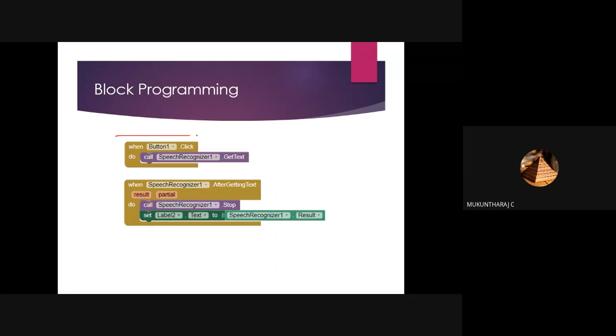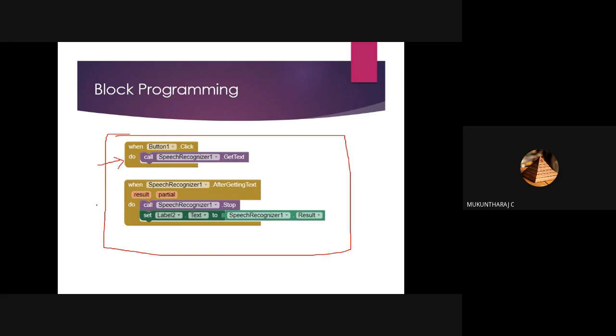So these are all the rule sets. That's all. We have only 2 rules. When button 1 click, call speech recognizer get text. This is the inbuilt functionality which is available in the speech recognizer itself. This is the inbuilt rule set which is available for the button 1. So when button 1 click, easily you can read and understand the purpose of this particular block, right? Yes or no? That much easier it is.